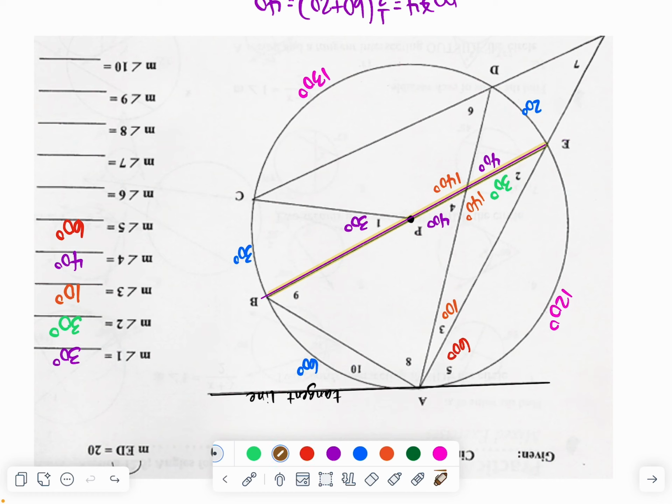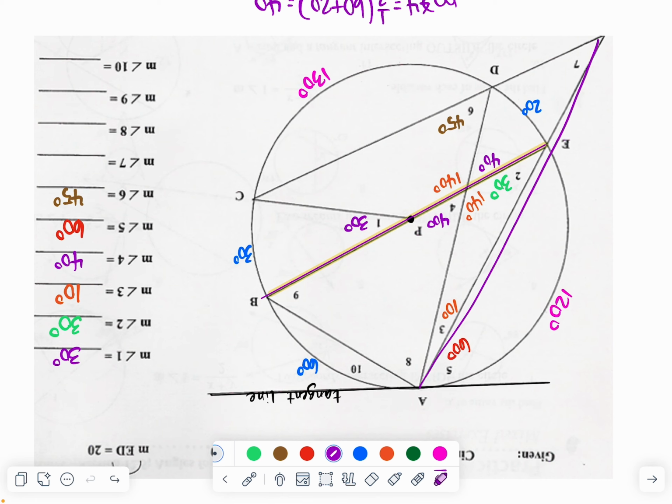Where are we at? Angle 6. Angle 6, here we go. This is angle 6. It's an inscribed angle, so it's half of its intercepted arc. And its intercepted arc is the 60 plus 30, so it's half of 90. So it's 45. Okay. Then we got angle 7. Oh, let me write that in. 45, just in case. There we go.